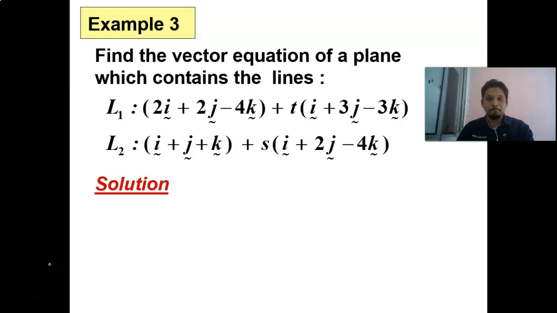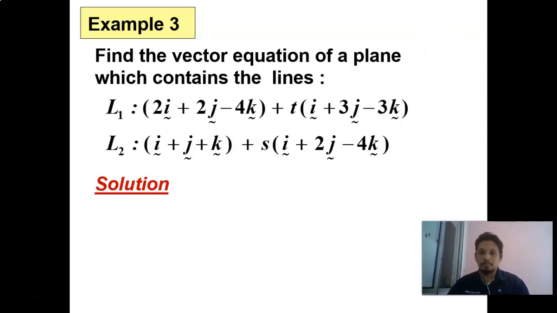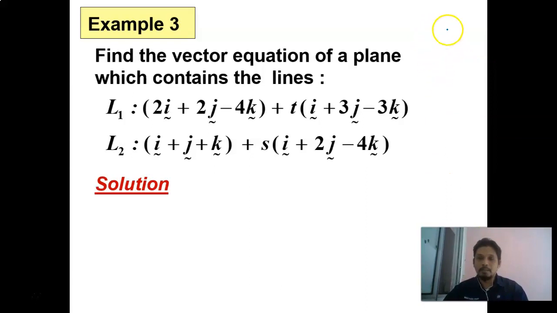Okay, so then, again, if I sketch it here, there is a line L1 and there is a line L2.